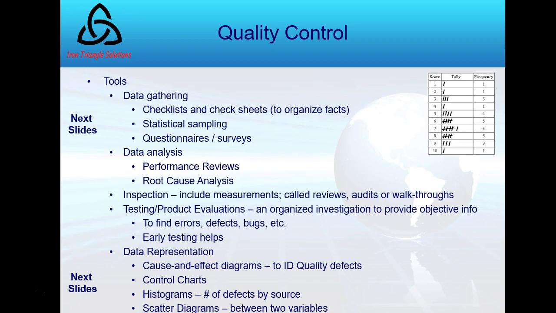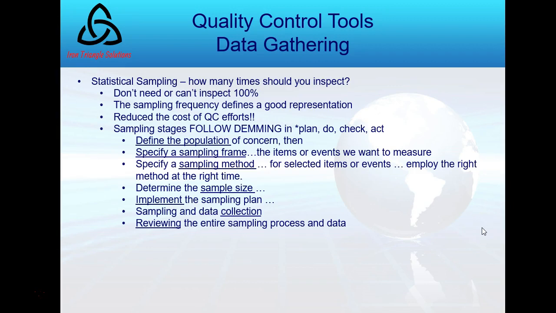You would never do validate scope first. You would either do quality control and validate scope at the same time, or you do quality control first. You need to know that the product works before you show it to the customer. Okay. Then we have testing and product evaluations as another tool, and then data representation. We're going to talk about these next. Okay. So some quality control tools, data gathering.